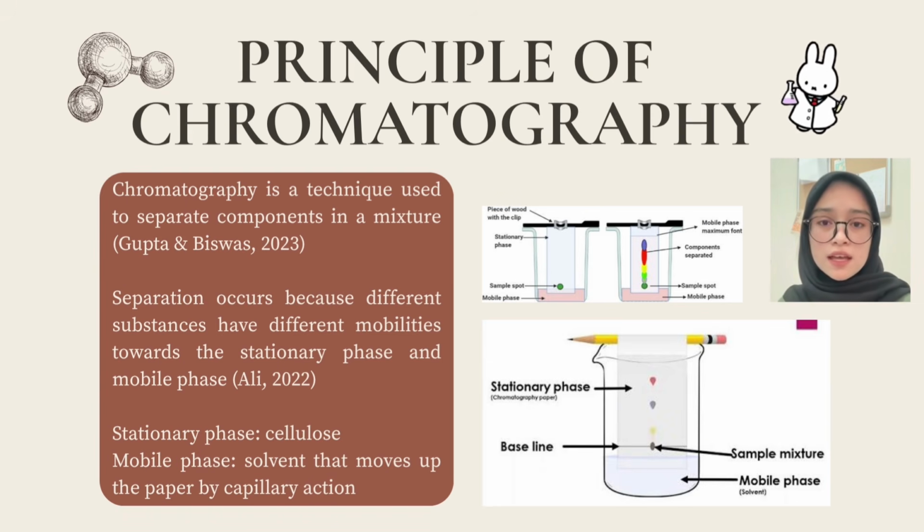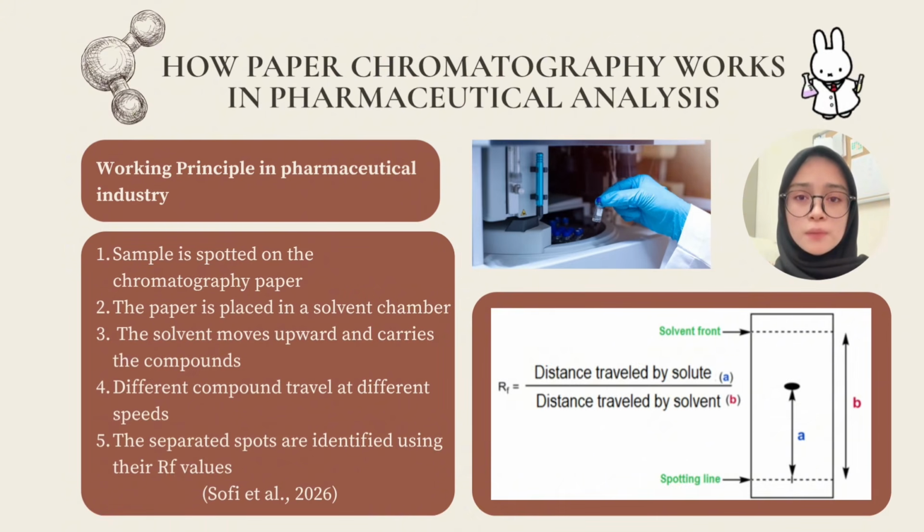Looking at the diagrams on the right side of the slide, we can see this process in action. It starts with the sample mixture placed on the baseline as the mobile phase travels up past the sample spot. The components are separated into distinct levels based on their mobilities before the mobile phase reaches its maximum front. Next, we look at how paper chromatography works in pharmaceutical analysis, specifically its working principle in the pharmaceutical industry, based on Sophe et al.